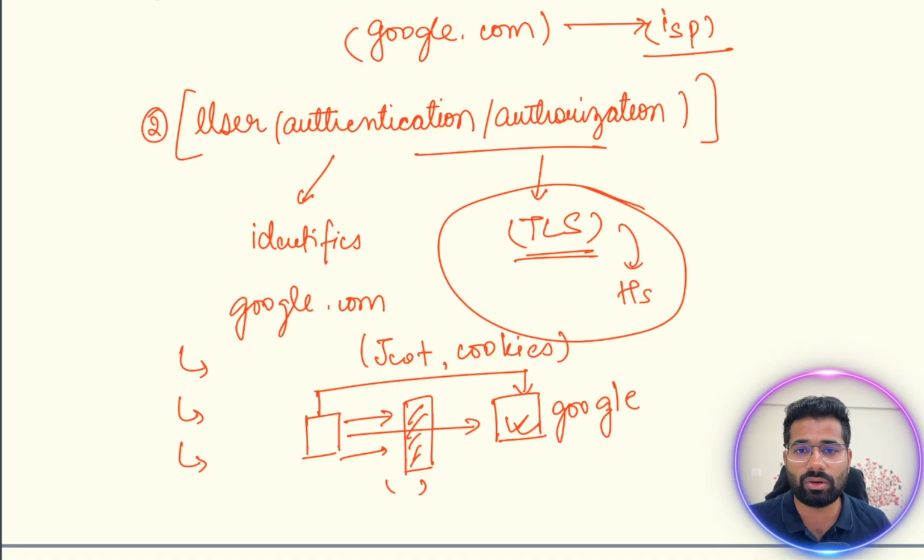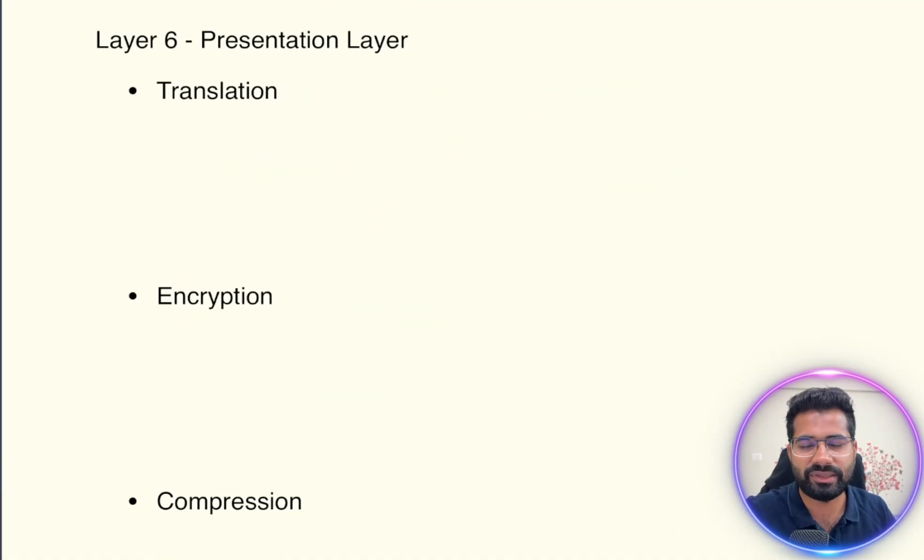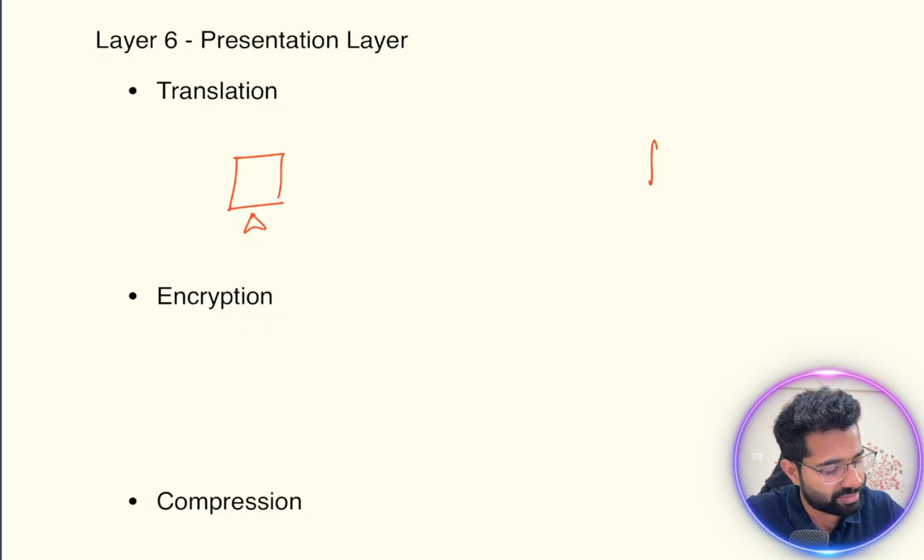So let's now go on to the presentation layer. The presentation layer has primarily three responsibilities: data translation, data encryption, and data compression. So let's understand what happens with the data in each one of them and why they are important. Now let's say we have a computer and we have a server, and your computer understands only ASCII format, whereas the server only understands EBCDIC format.